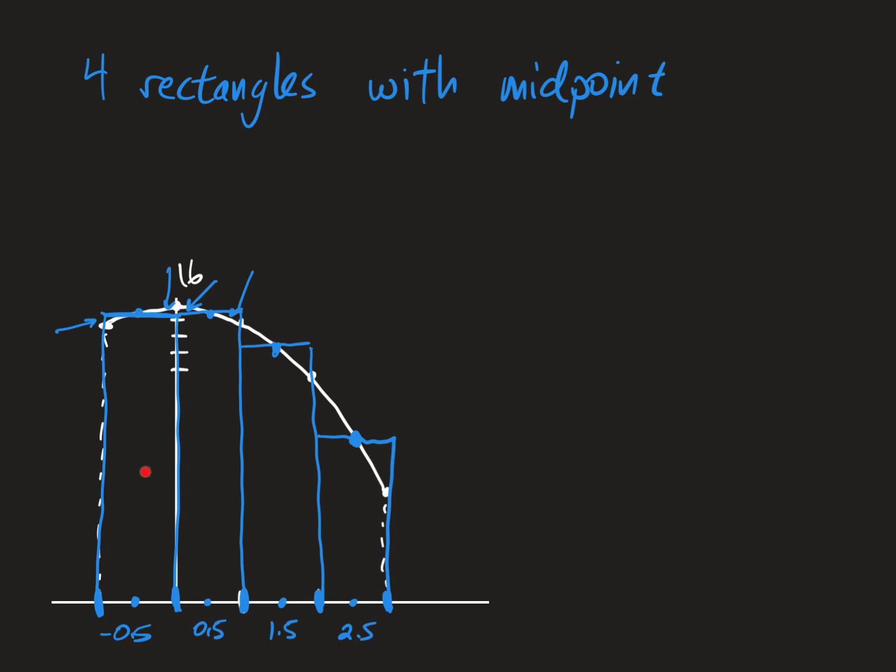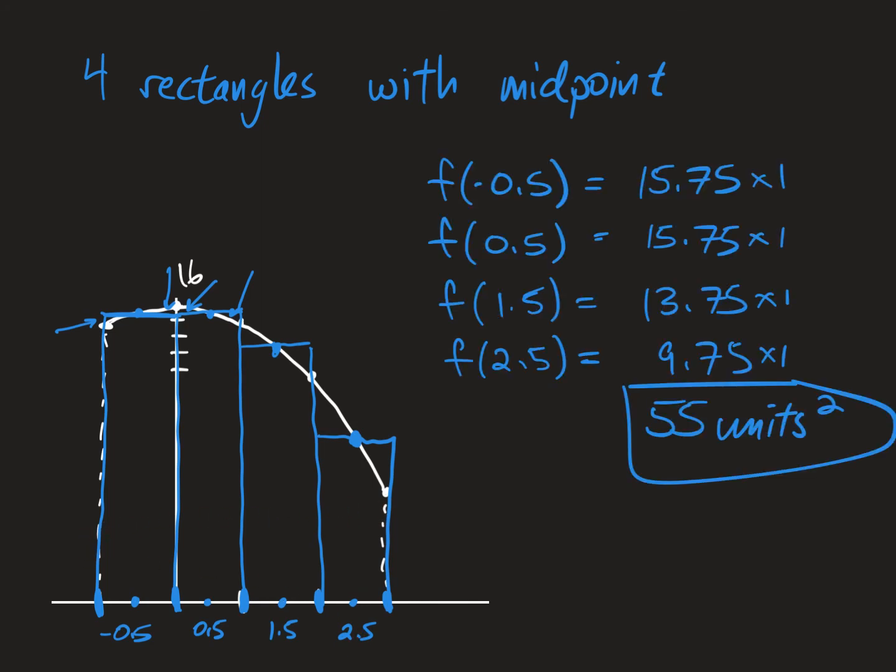So how do you find these heights then? You have to substitute -0.5 in for x in the -x squared plus 16, and this number, and this number, and this number, but the width of each rectangle is still just 1. So when you figure out f of -0.5, f of 0.5, f of 1.5, f of 2.5, you get all of these decimal numbers here, but then you have to multiply each of those by 1 because that's the width of each rectangle.